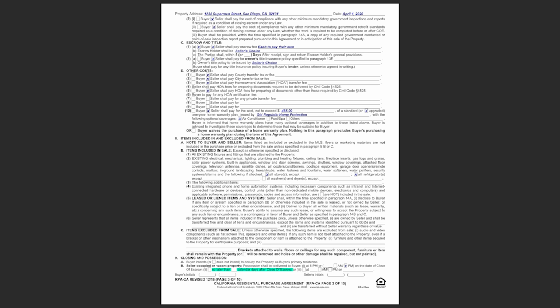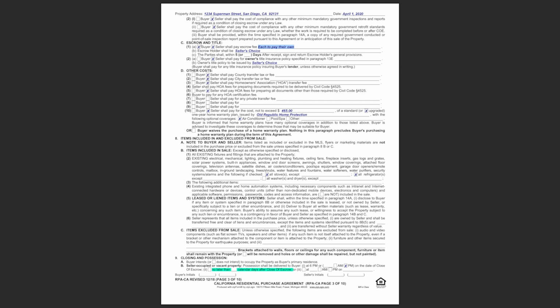Item number C is escrow and title. Most commonly, you want to check buyer and seller. You're going to check both boxes here. This is frequently written incorrectly. You are supposed to check buyer and seller. The proper verbiage is each to pay their own, which means the buyer is going to pay for their own buyer's fees and the seller is going to pay for their seller fees.